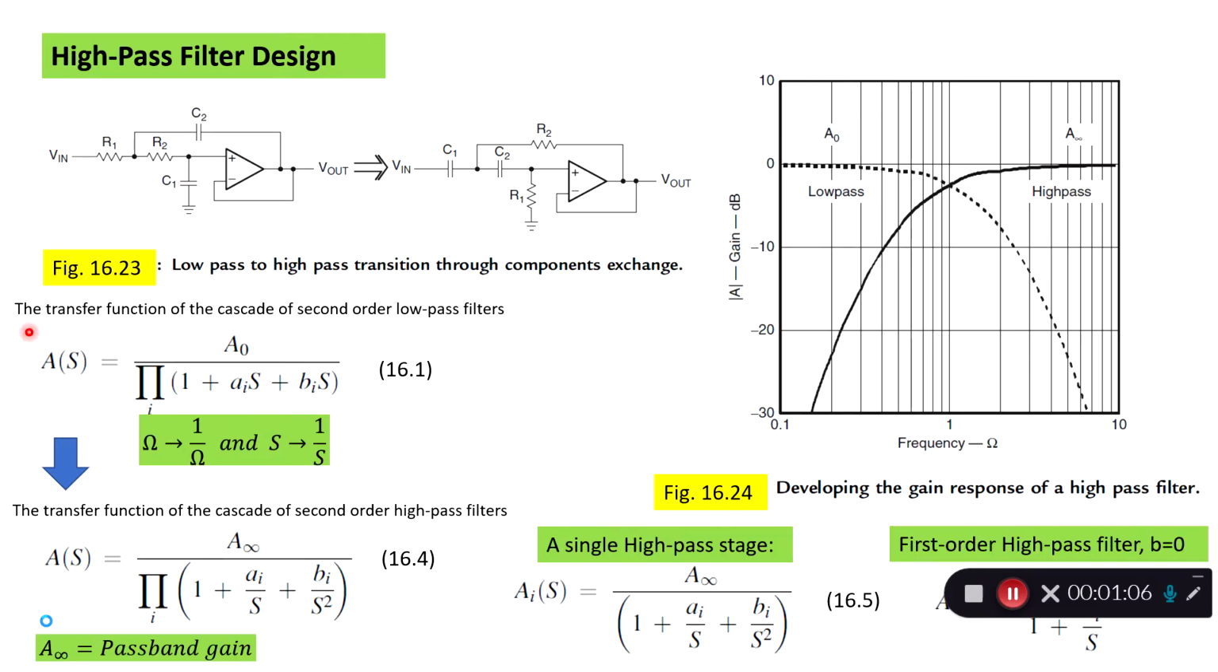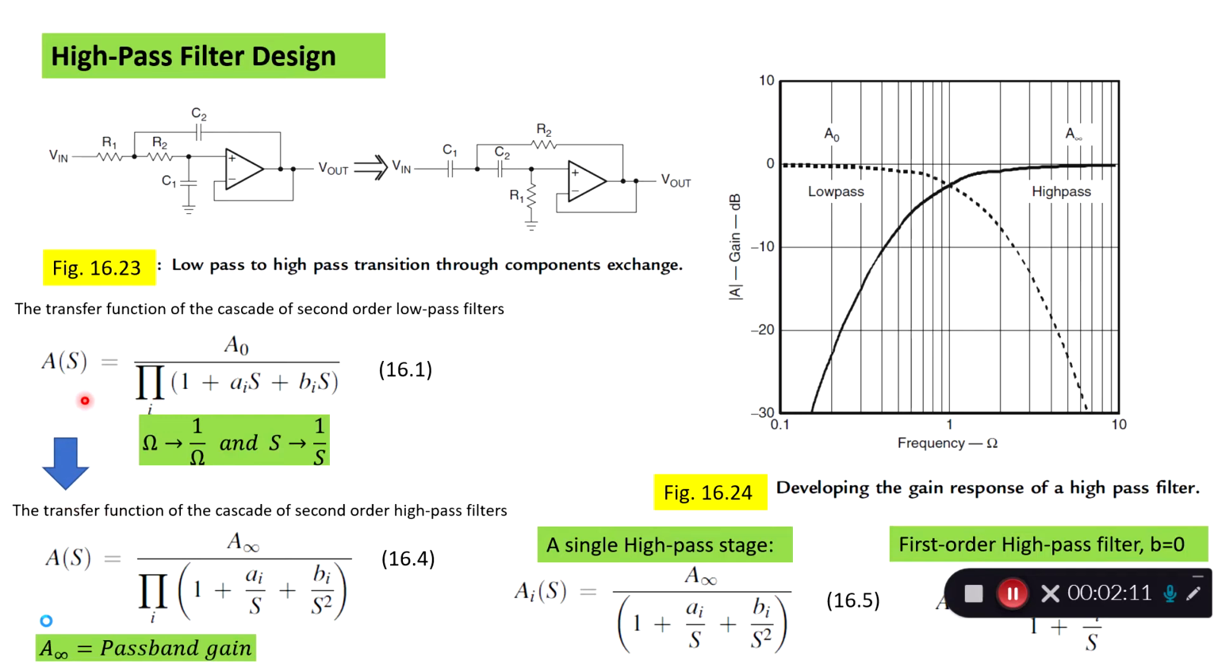On the transfer function side, we are still considering cascading of second order low pass filters, but how do we transform this transfer function into a high pass? We do this by exchanging the omega to 1 over omega. And remember that omega was the normalized corner frequency. So any frequency on this line is normalized to the corner frequency. So this is the frequency over the corner frequency. And now we suddenly have it 1 over the corner frequency. And the S is turned into 1 over S.